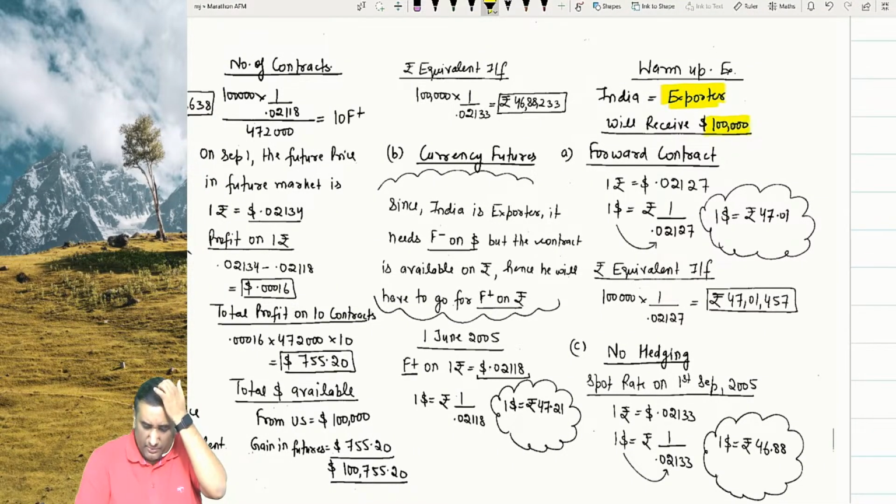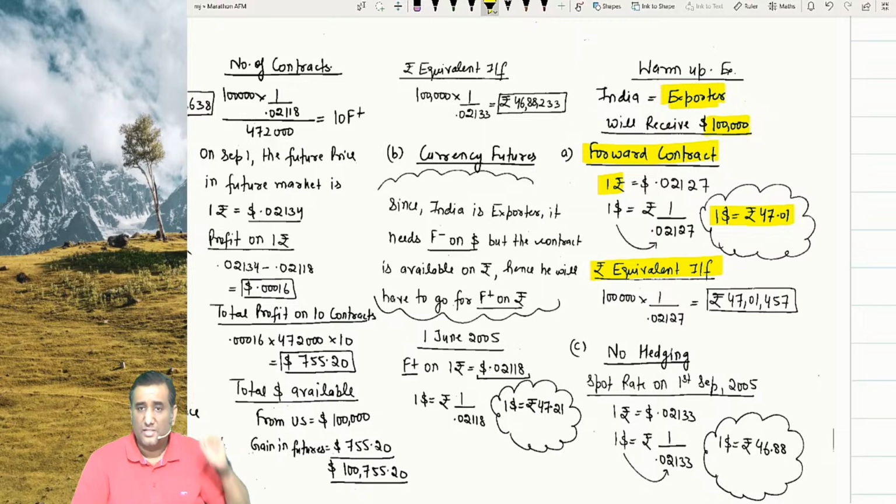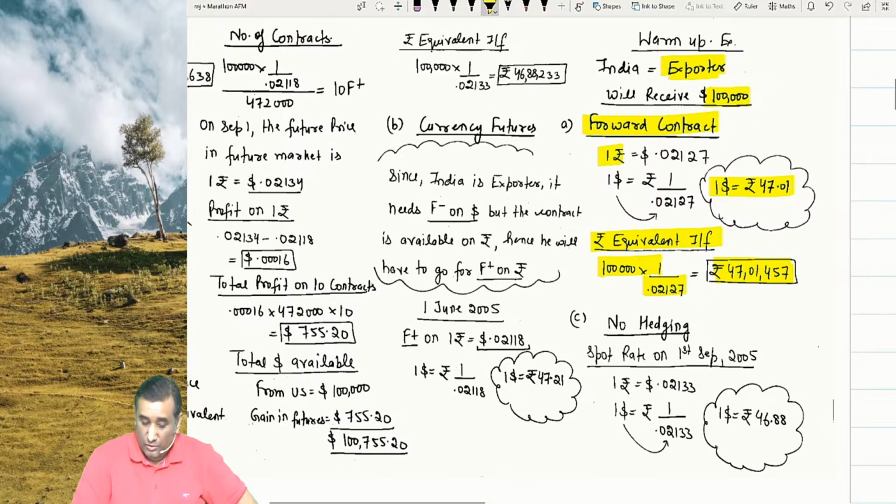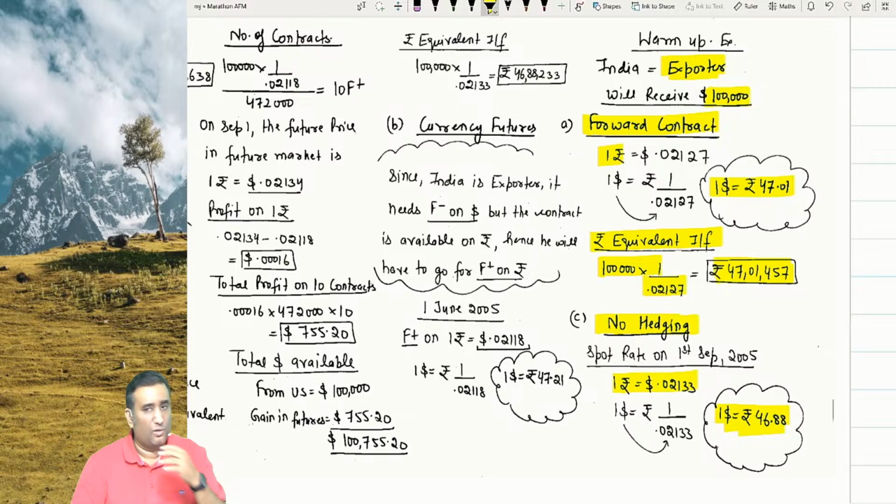The exporter will receive dollar 1 lakh. Forward contract, 1 rupee is 0.0127 dollar, just for reference. Left to right, on the left side we have the confirmed currency, the confirmed currency dollar. Left to right we multiply, and when we multiply we get 47.17. No hedging: when you have done part C first, no hedging was what rate? 0.0213, now it becomes 0.02, that is 48. Although a lot of arguments are done, what will happen is some assumption.